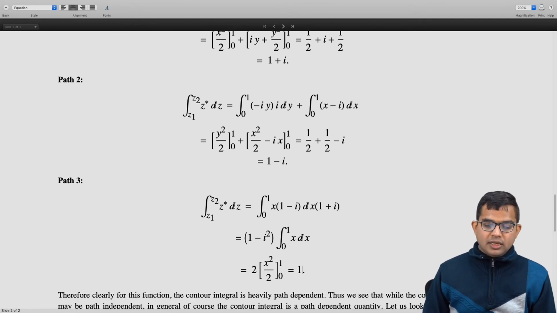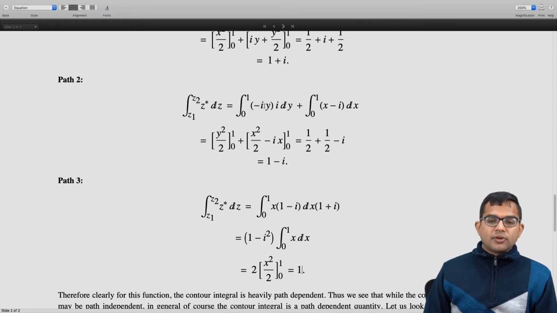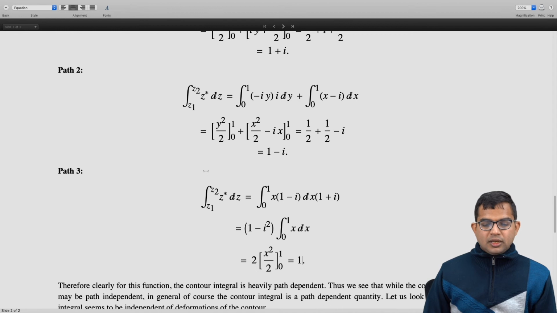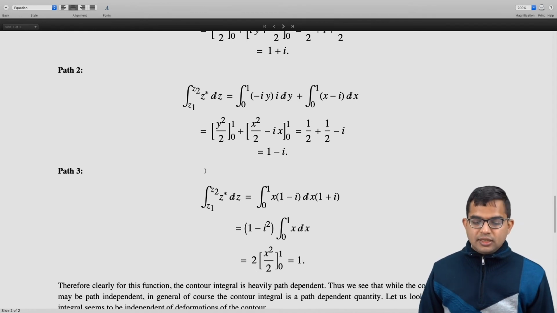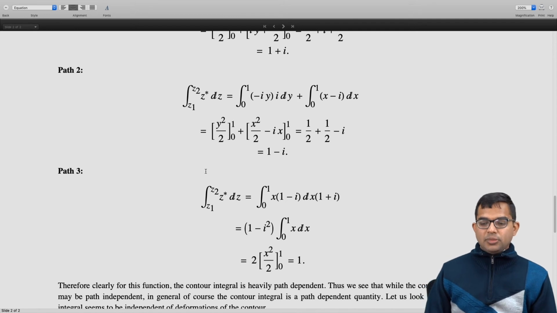Right, so indeed, it's different from both of these. All three paths give you three different answers: 1 plus i, 1 minus i, and 1. Therefore, clearly the contour integral, as far as this integral is concerned, is heavily path dependent.